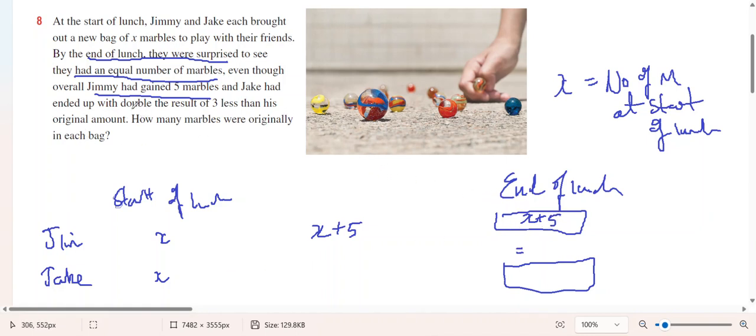And Jake had ended up with double the result of 3 less than the original amount. The original amount that Jake had was X. If we minus 3 from that and double it, that's how many marbles Jake had at the end of lunch.